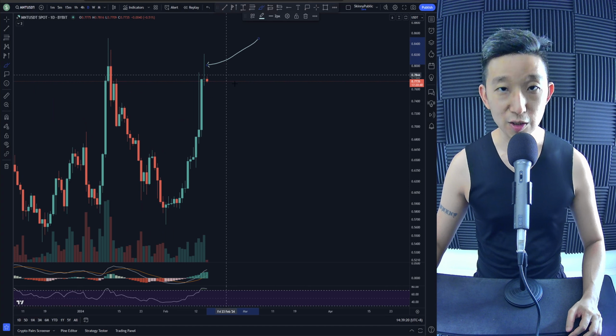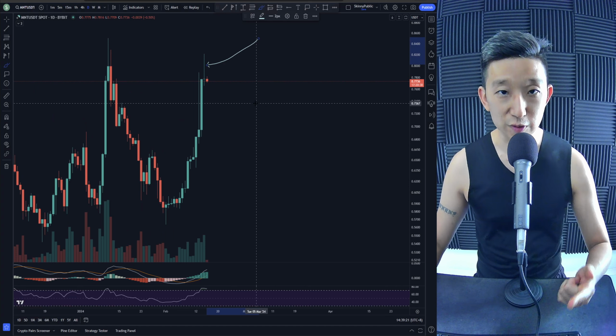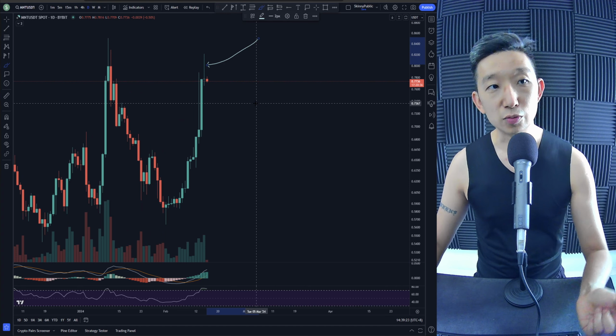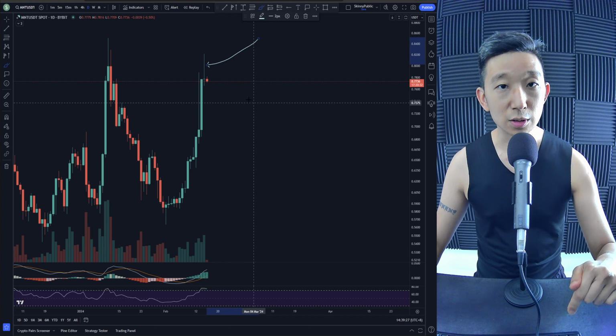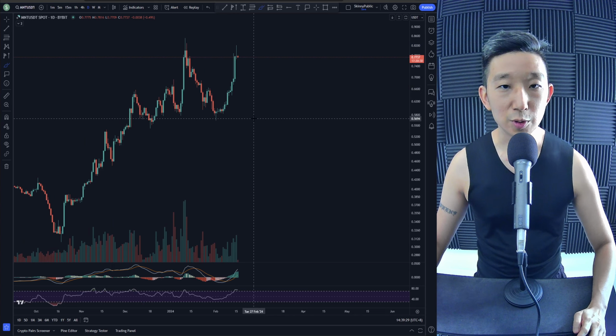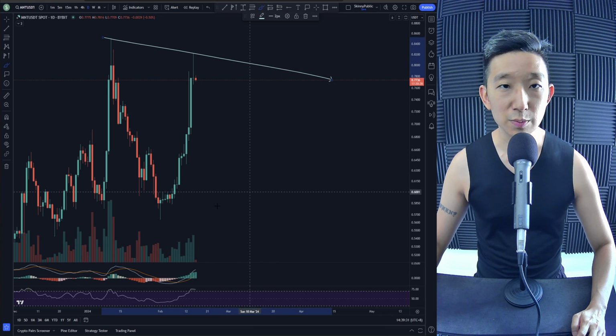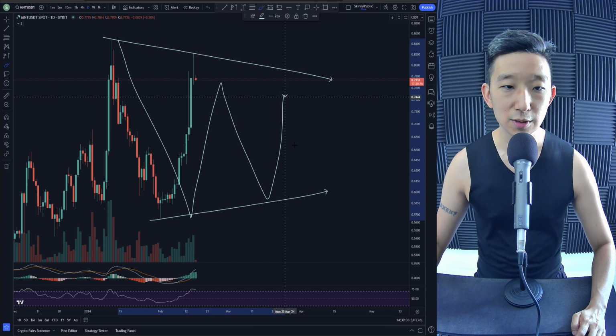Do you see this? Ladies and gentlemen, this is a Gravestone Doji. Gravestone Dojis are bearish reversal chart patterns. Mantle could be heading much lower. And to be honest, we actually do welcome that because this whole thing could turn into a squeeze.